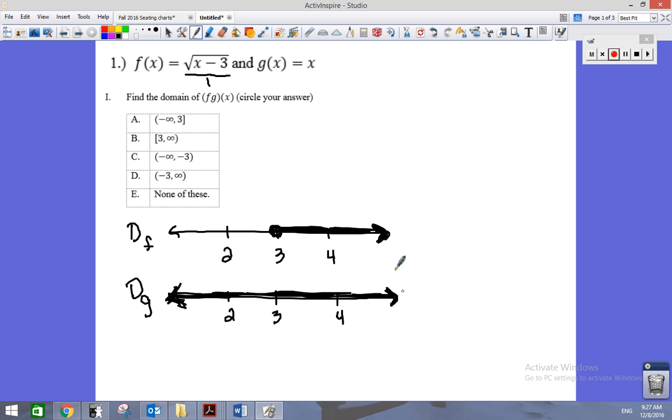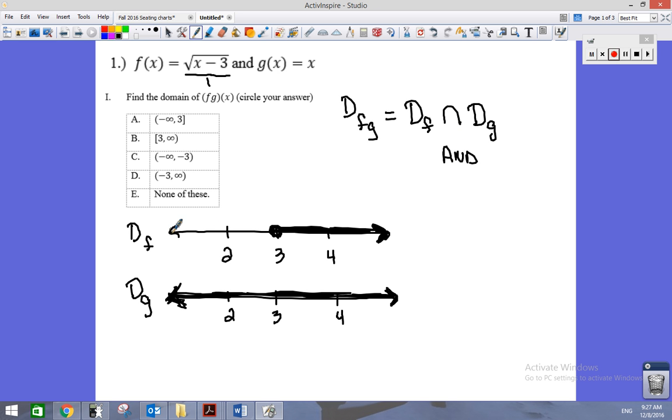Alright, so here we use these two sets to determine our answer. If they're asking us to find the domain of f times g, we're going to take the domain of f that we found just a minute ago, x greater than or equal to 3, and we're going to intersect it with the domain of g. Now this operation of intersection, we can think of as "and."